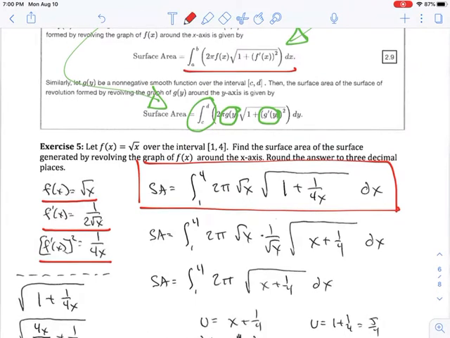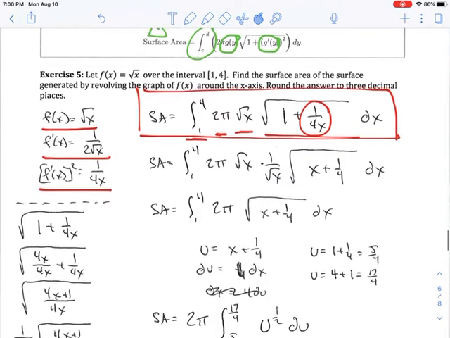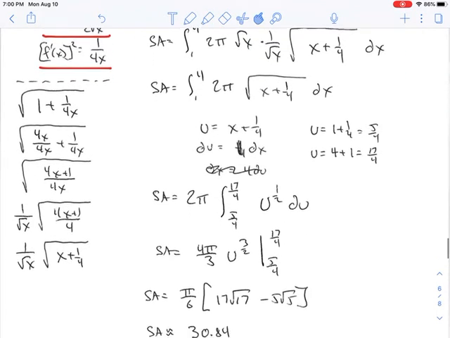The formula, right here, is the integral from a to b. Well, we got that from 1 to 4. 2 pi, f of x. There's my f of x. And then we have our arc length formula, 1 plus the 1 over 4x. Now, what's tricky about this is the 1 over 4x. That takes some thinking about how you want to simplify that. So I did that over on the side. I actually did it on scratch paper first.